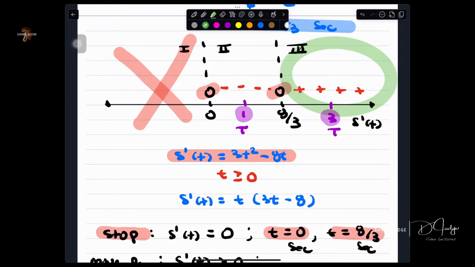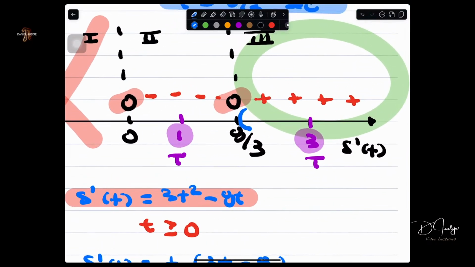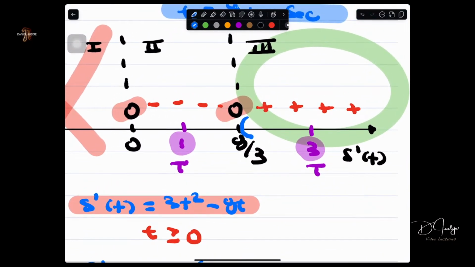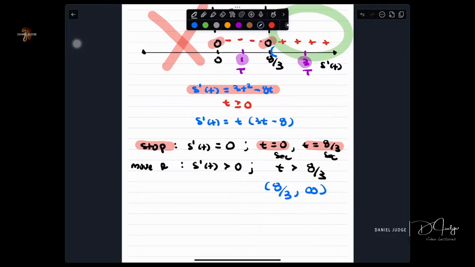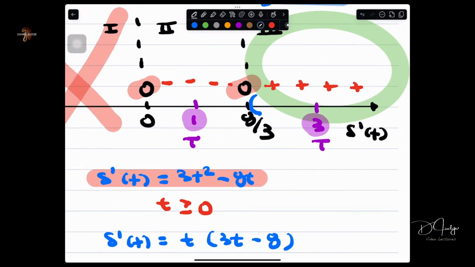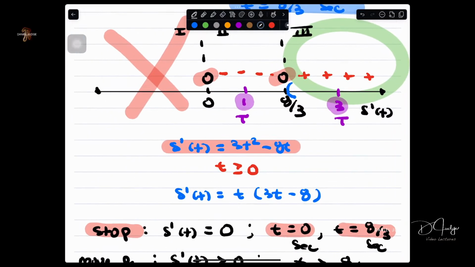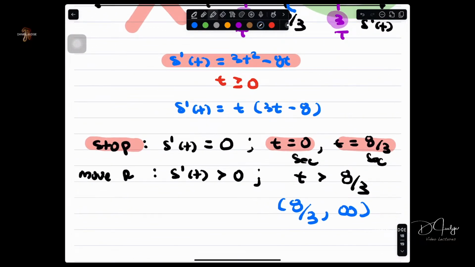So we want to know, what is that region? Well, that's for time values that are greater than 8/3. That's an open interval, so I'll write it in interval notation. It goes from 8/3 up to infinity, but we have it described as t being bigger than 8/3. So if t is bigger than 8/3 here, the particle is going to move to the right, and that's the analysis they want us to discuss. Moves to the right for t values greater than 8/3.